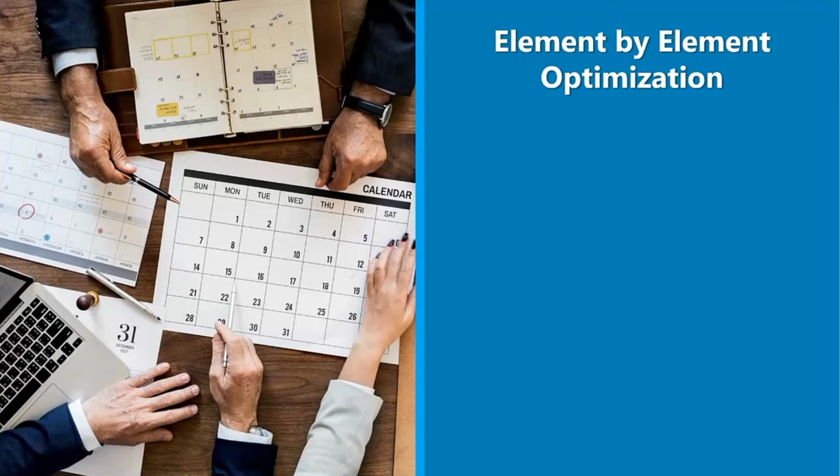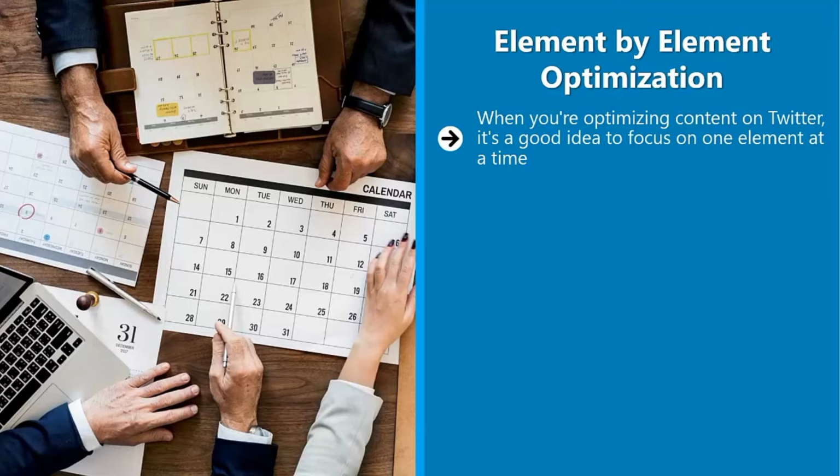Element by element optimization. When you're optimizing content on Twitter, it's a good idea to focus on one element at a time. What is an element? Well, it's just part of a tweet. It could be the question. It could be the link. It could be the hashtag. When you're optimizing for the highest amount of engagement and click-through, you have to change your tweet section by section.